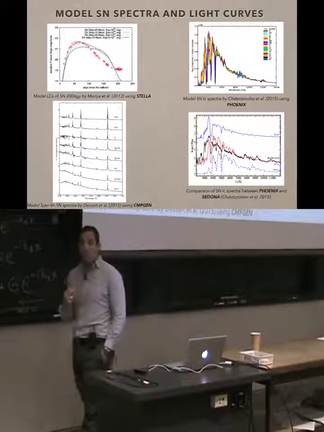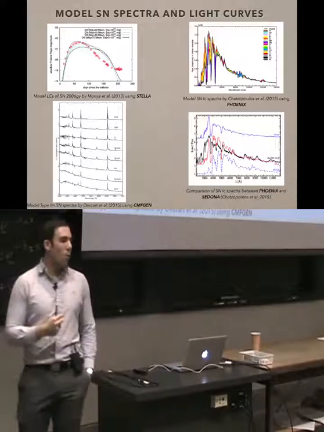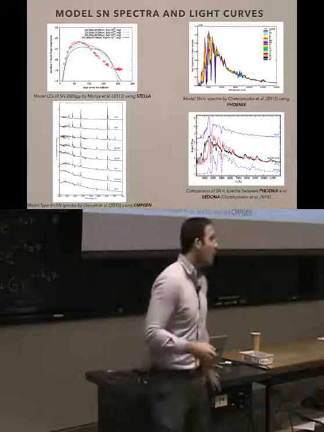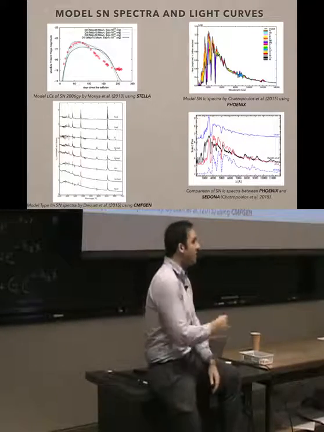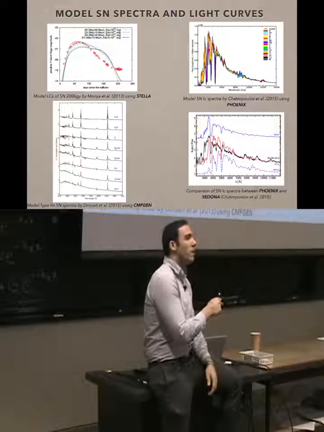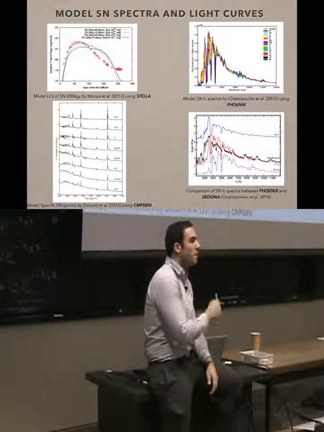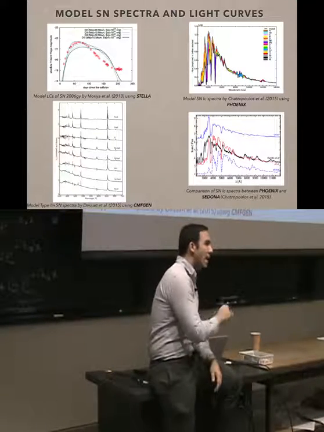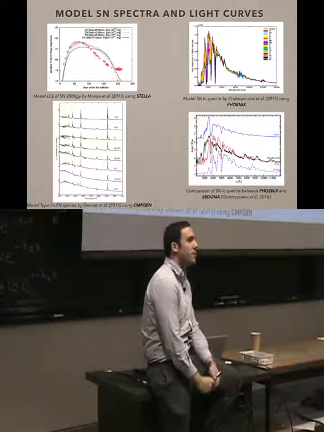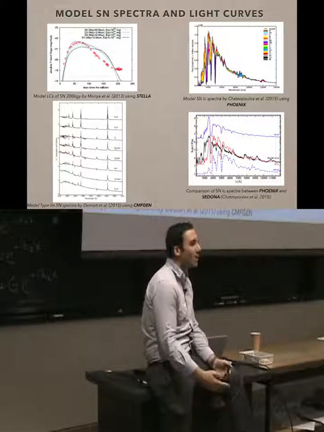So when you run these codes, what are you really going to do? How are you going to model a supernova and get spectra and light curves? This is our goal in supernova, in general astrophysics: produce a model that will be directly compared to what you see through your telescope, the observations. To do that, it's a lot of work.